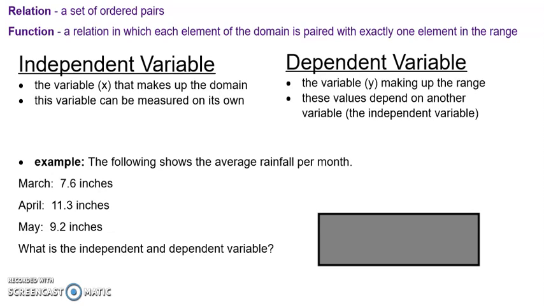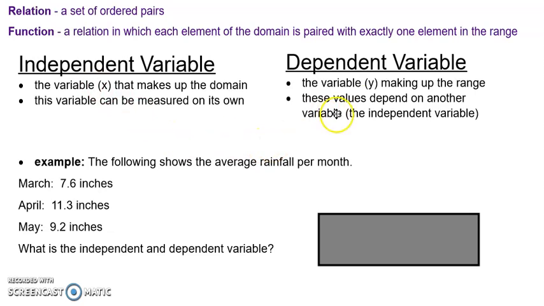In this video, we're going to talk about the difference between an independent variable and a dependent variable. So, an independent variable is one typically represented by x that makes up the domain of a function. This variable can be measured on its own. Typically, it's some unit of time, like days, months, hours. Could also be something like temperature.